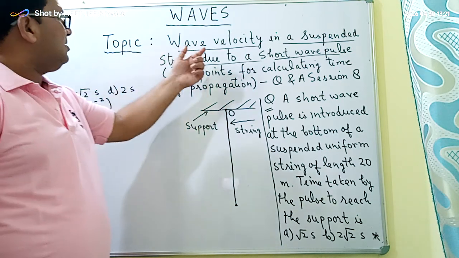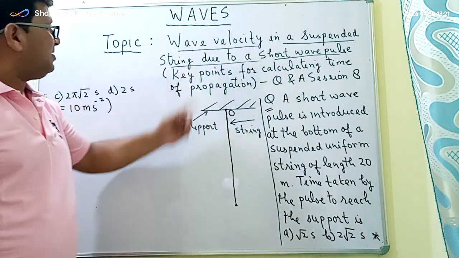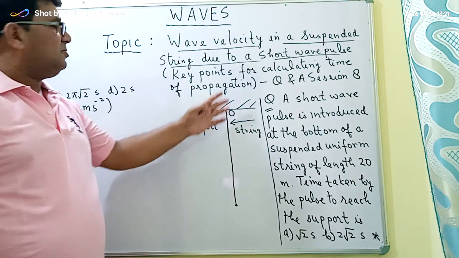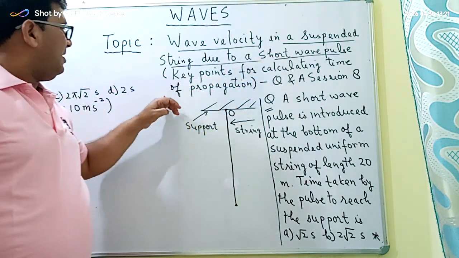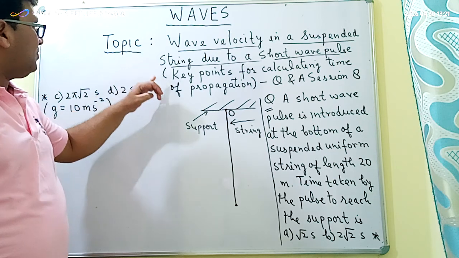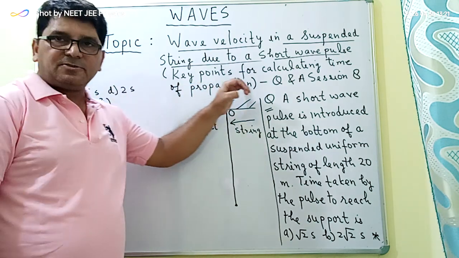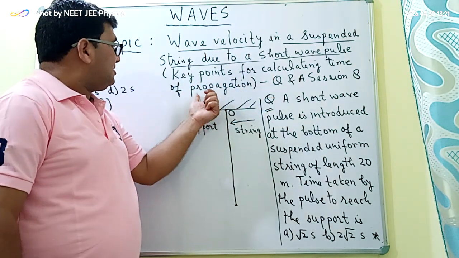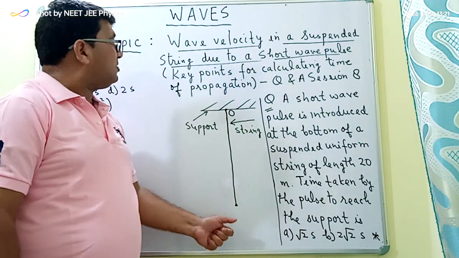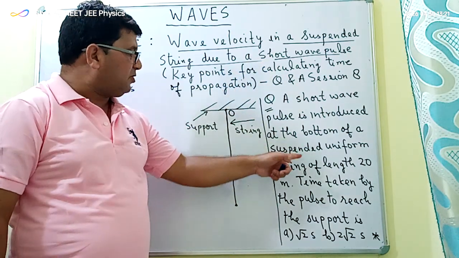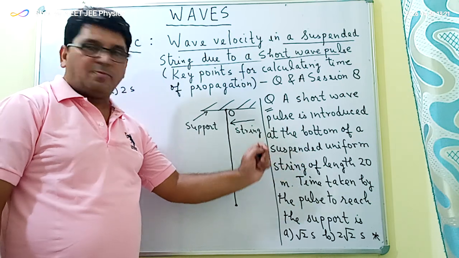The topic is the wave velocity in a suspended string due to the introduction of a short wave pulse. And with regards to this topic, we will understand the key points for calculating the time of propagation of this short wave pulse, which is introduced at the bottom of a suspended uniform string.